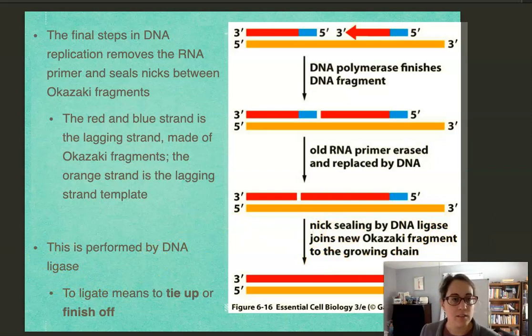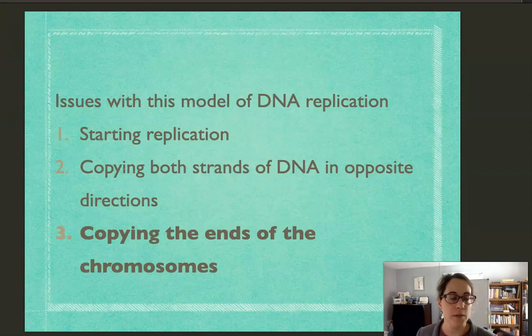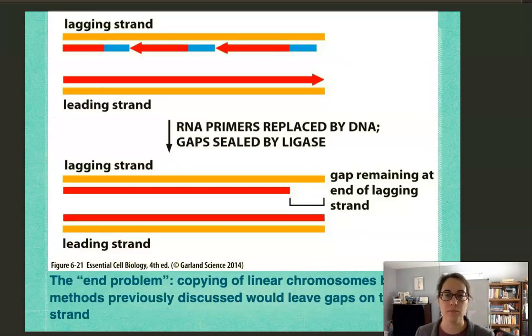All right, so moving on, we come to our final and perhaps most complicated problem with DNA replication, at least for eukaryotes. This problem doesn't occur in prokaryotes, bacteria that have circular genomes or chromosomes. And this is copying the ends of the chromosomes.